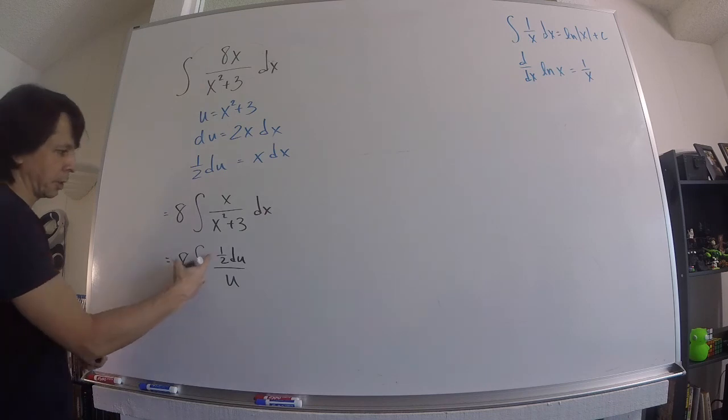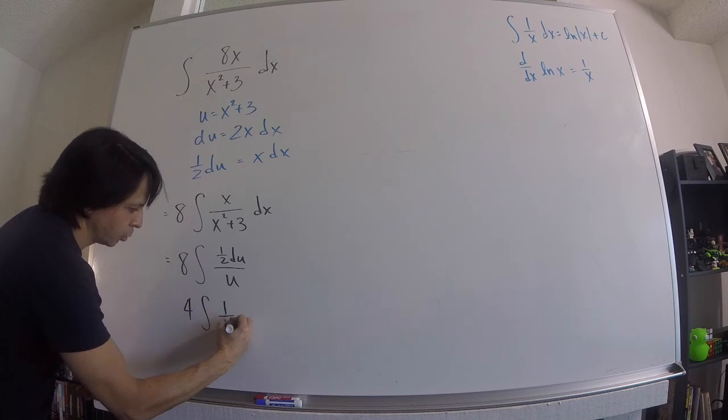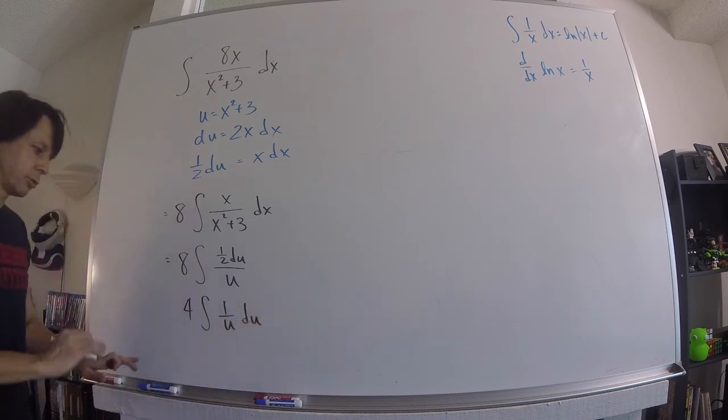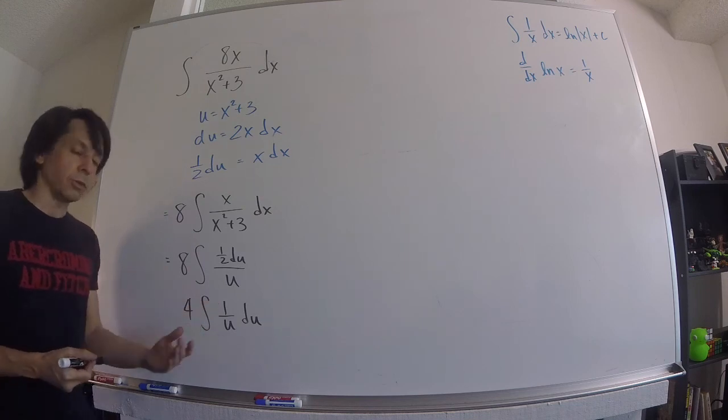And so when I split it up, I'm going to pull that 1/2 out. It's going to become a 4 constant. And then I'll have du over u, which again I like to write as a separate integral from the du, but again they will write du over u, and it's the same thing.